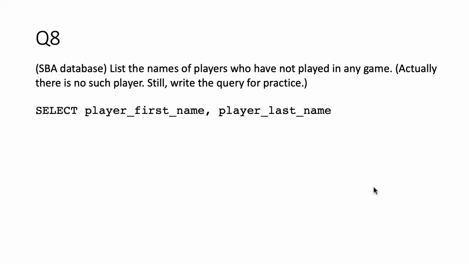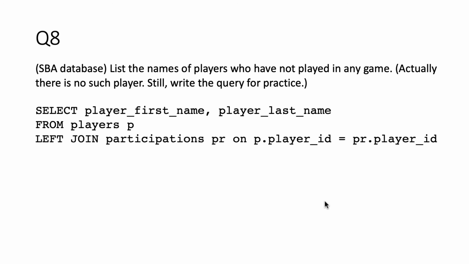So I'm saying select player first name, player last name from players P left join participations. We want to give priority to the players table, so that even if players don't have participations, we still want them to show up, on players.player ID equals participations.player ID. Now comes the most important part of this query. We want to say where participations.player ID is null. That is going to happen only for those players who don't have any rows in the participations table. So this is the operative and important part of this particular query.